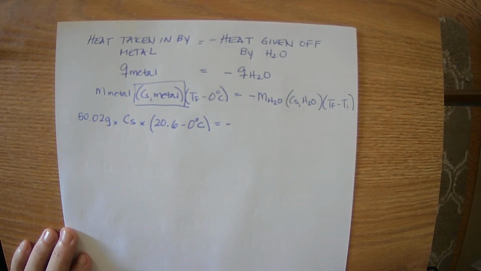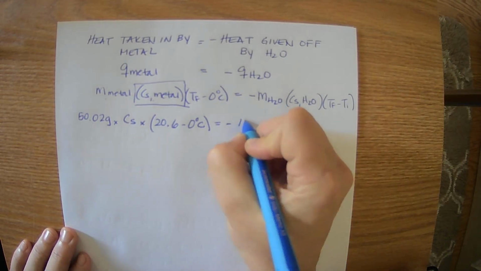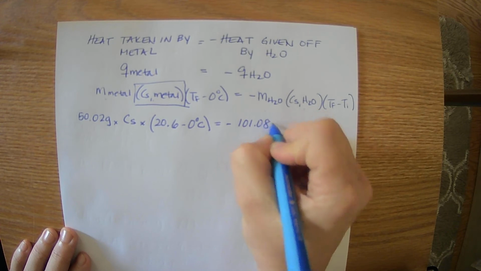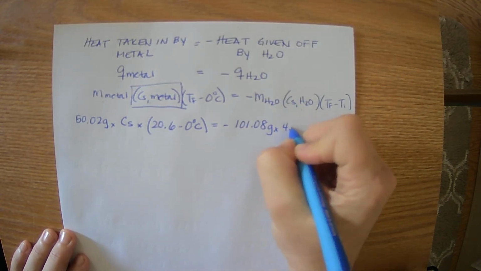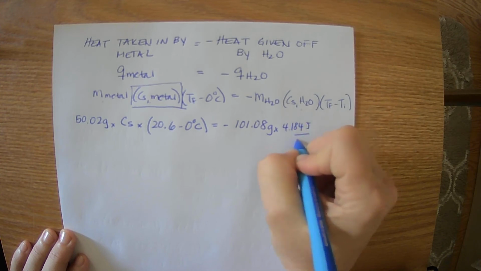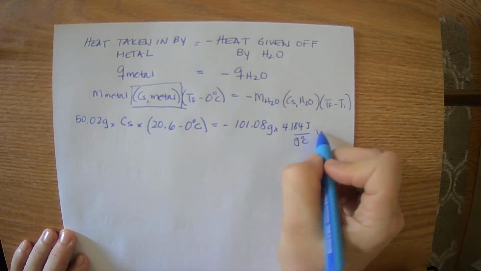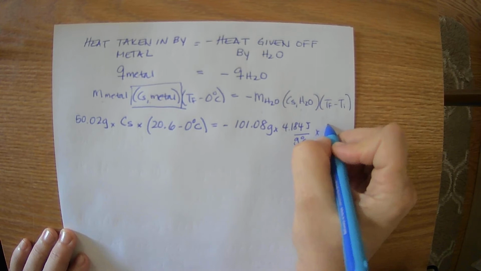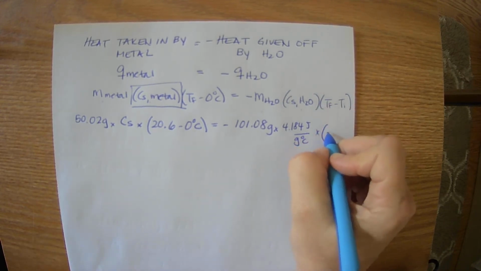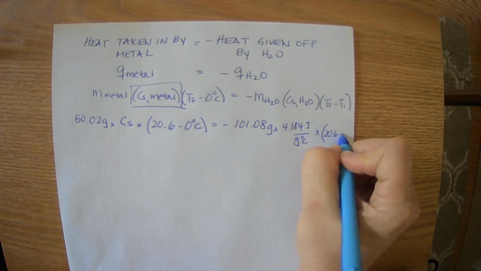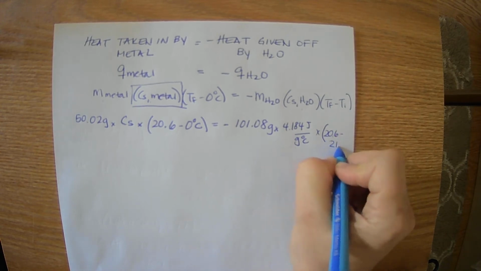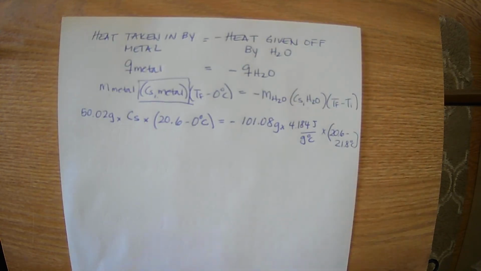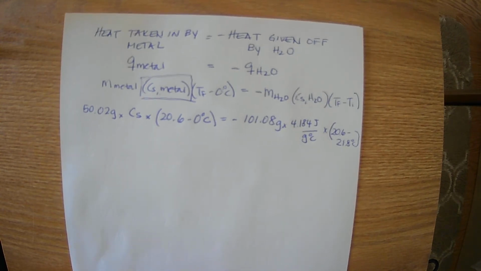There's the mass of the water next. So the mass of the water, I had 101.08 grams. The specific heat of water, which is 4.184, times that temperature change. So it was 20.6, and the initial temperature, again, was 21.8.